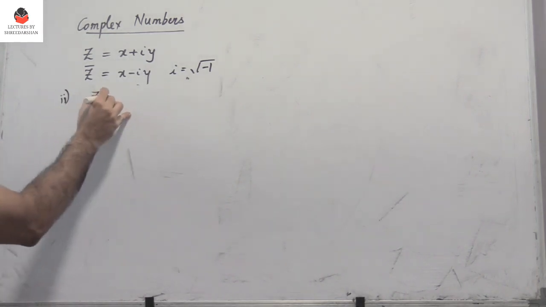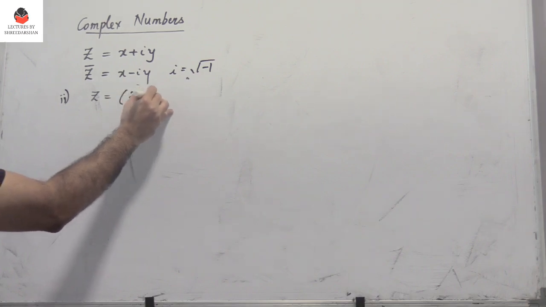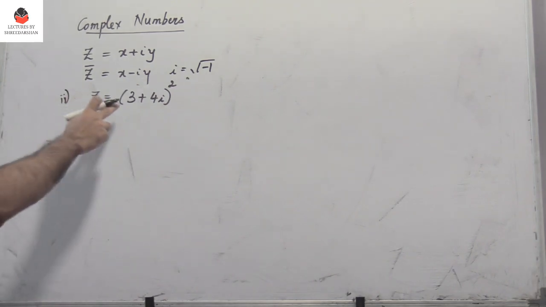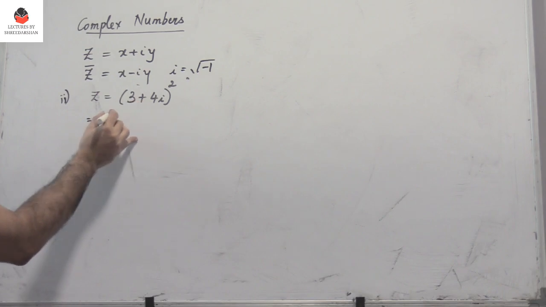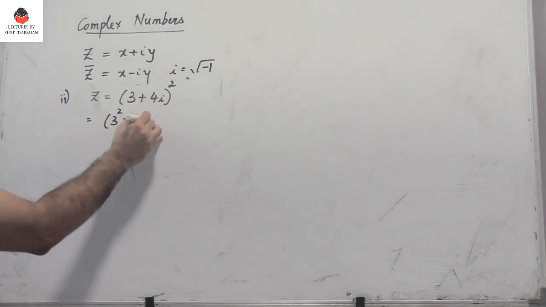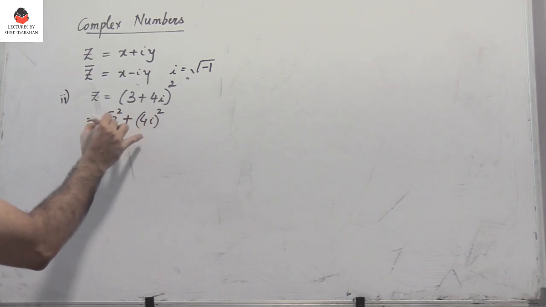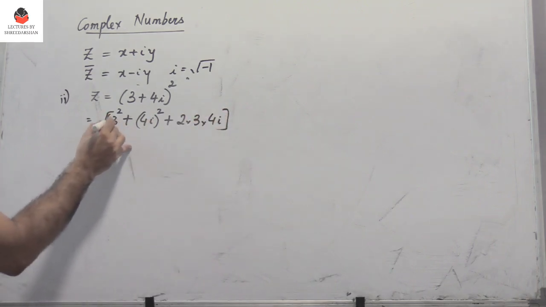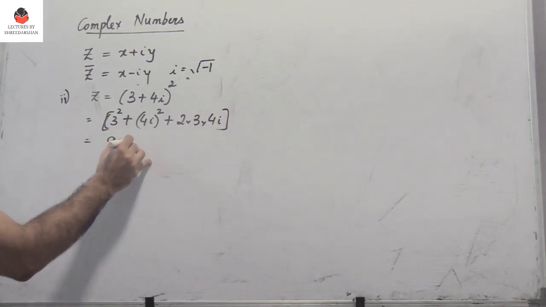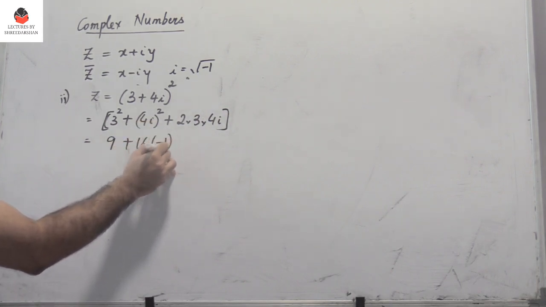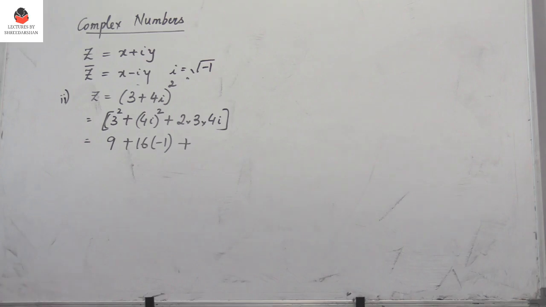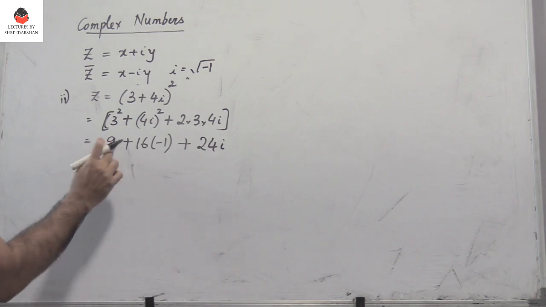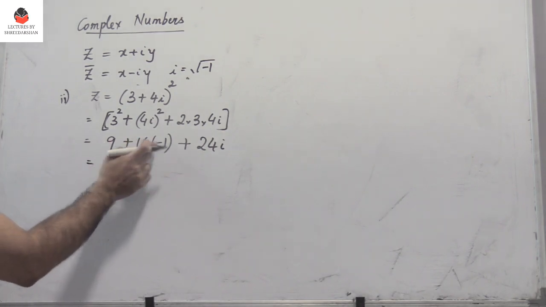Find the conjugate of the number z equals 3 plus 4i the whole square. So now this is of the form a plus b whole square. So let me expand this: a square plus b square plus 2 into a into b. So 3 square is 9, 4i square is 16 into i square, which is minus 16, plus 2 into 3 is 6, 6 into 4 is 24, so we get 24i.